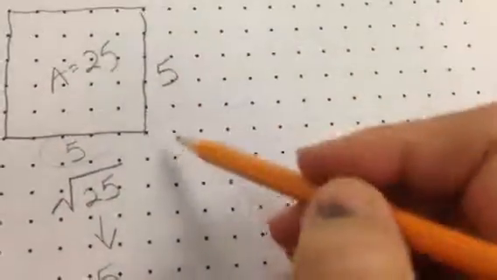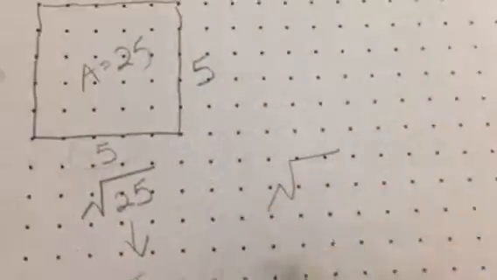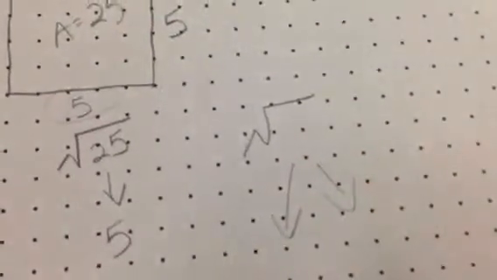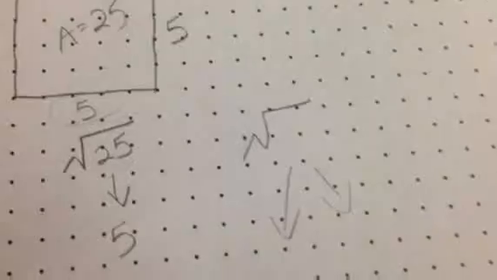Keep going and see how many more perfect squares you can find that have square roots that are equal sides.